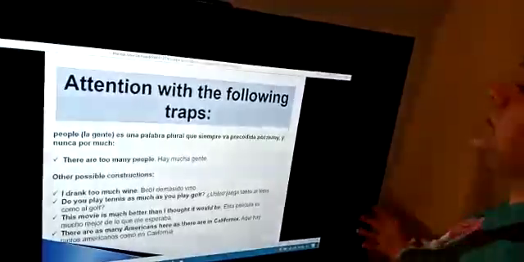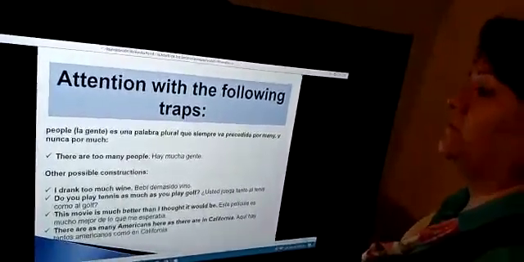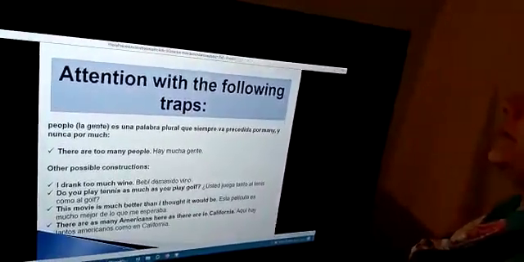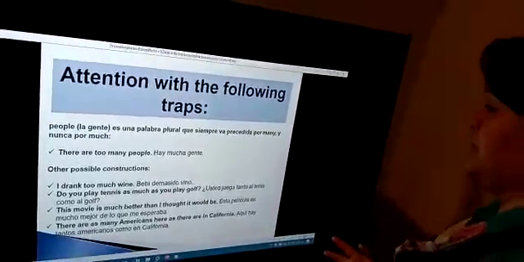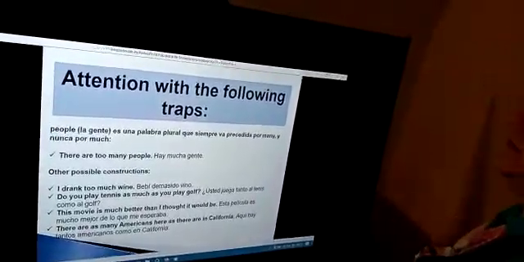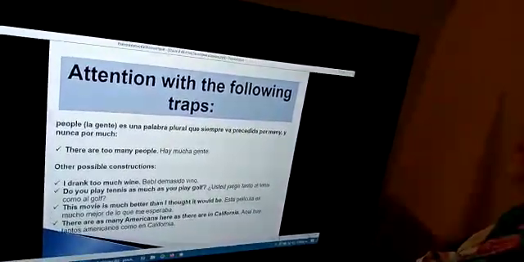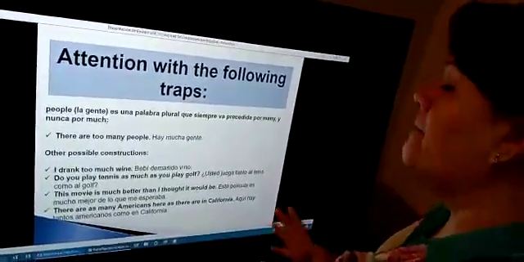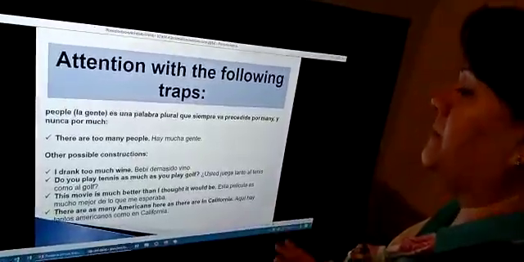Attention with the following tropes. Okay, people, la gente, es una palabra plural que siempre va precedida por many y nunca por much. Let's see. There are too many people. Okay? There are too many people.